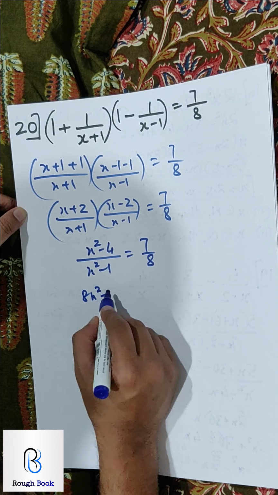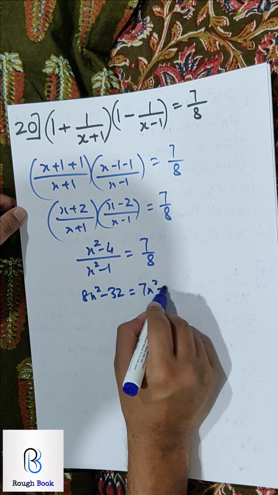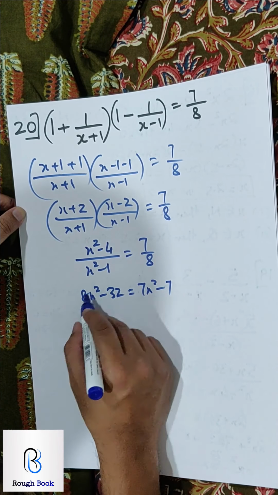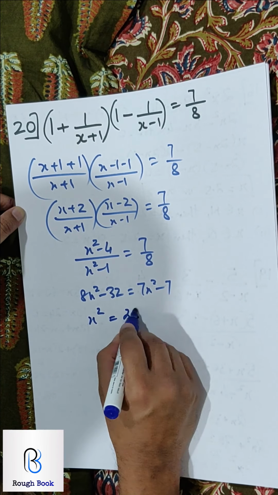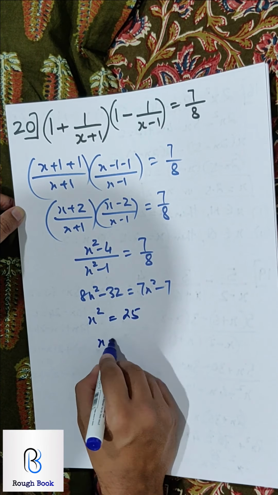Cross multiply, 8x square 32, 7x square 7. So 8x square and 7x square, I get only 1x square. And this 32 I'm sending on the other side, so I'll get 25. So x should be plus or minus 5. Easy? Yeah, how many managed to get this? There is nothing great to be explained here. We are doing the same typical type of questions, so I am not going much into depth.